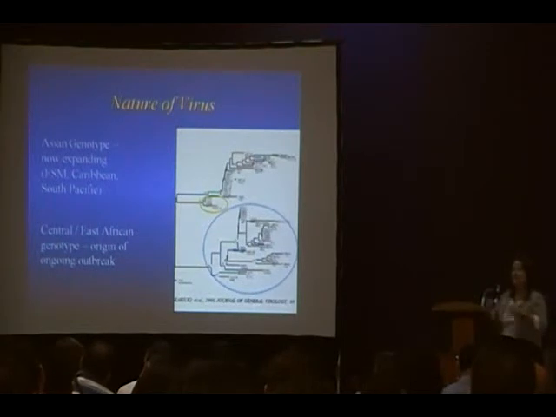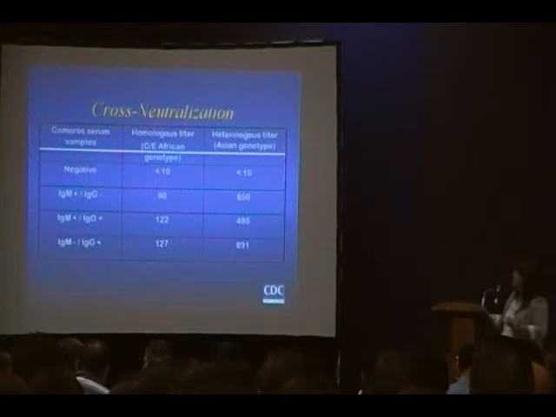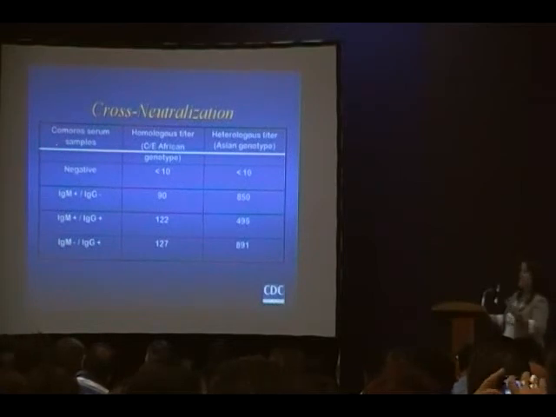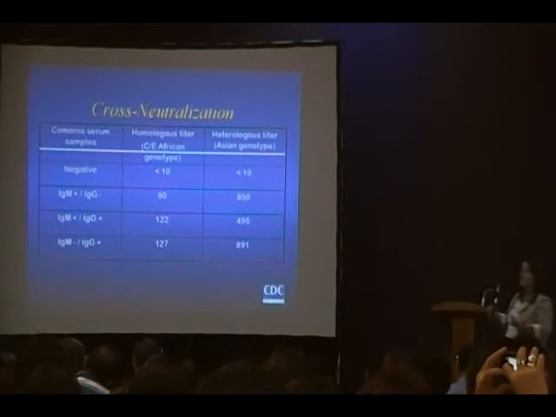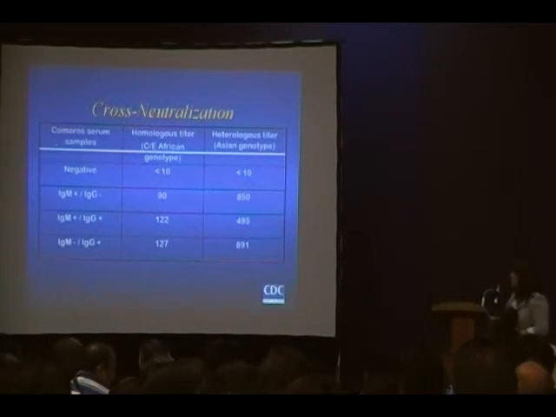So as one assay, we want to pick up any strain of chikungunya, and what we did was we looked at some cross-neutralization, and these are samples collected from the coast of Africa. We worked on IgM assays, IgG assays, and the antibody titers against the homologous virus were very high. They were even higher for the heterologous, the Asian genotype. So this is a very good indication that no matter what strain of chikungunya you have, the diagnostic assay will pick it up. So that's good news. We don't have to have multiple tests.